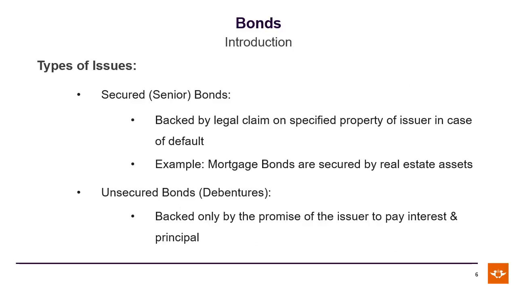There are different types of issues for bonds, and this is based primarily on the amount of security that the bond is issued with. You have secured or senior bonds, and they are backed by a legal claim on a specified property of the issuer in case of default. What it means is that specific assets are set aside which actually form the collateral for this bond. For example, in mortgage bonds, property or real estate assets are the securities. So if the issuer defaults, that particular asset can be sold off to cover the debt obligations for the issuer.